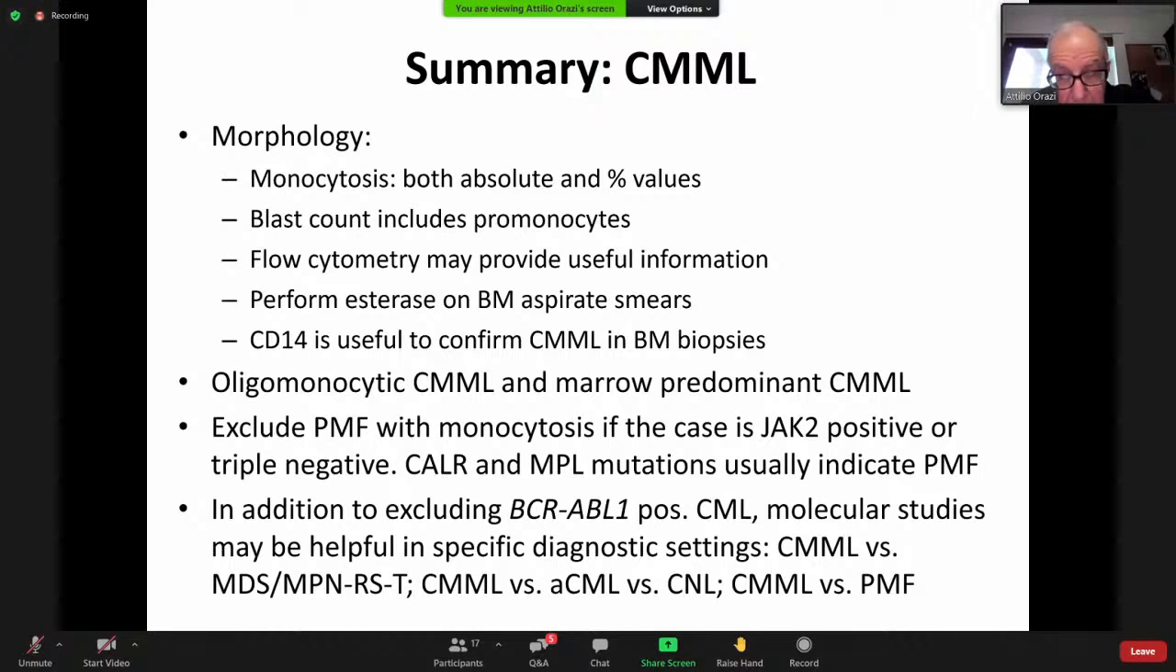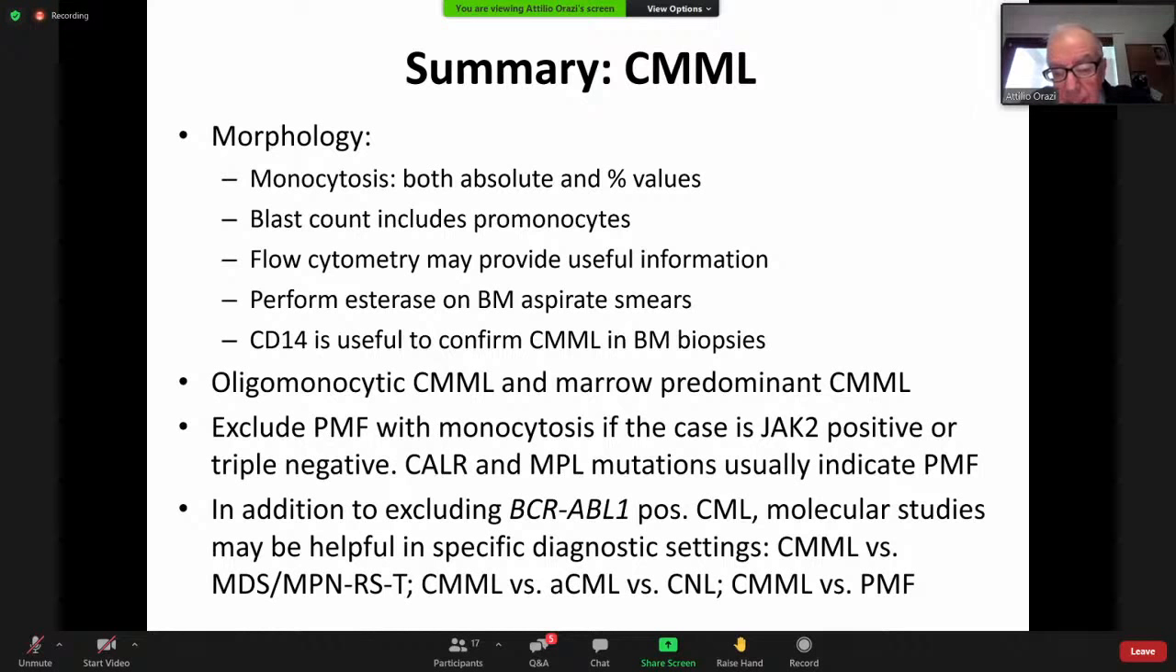But if it's a JAK2, it could still be CML with JAK2. In addition to excluding BCR-ABL1, which is always a good thing, in my opinion, I would recommend the WHO put clearly BCR-ABL1 negative in the table rather than just say excluding CML. But anyway, I think molecular studies are helpful in specific diagnostic settings.